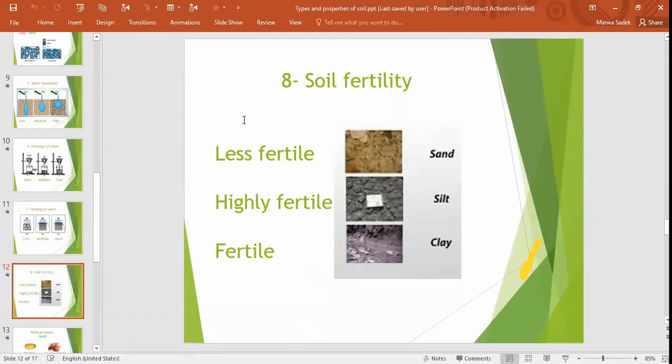Sand soil is less fertile. Silt soil, highly fertile. Clay soil, just fertile. So sand, less fertile; silt, highly fertile; and clay, fertile. Okay?